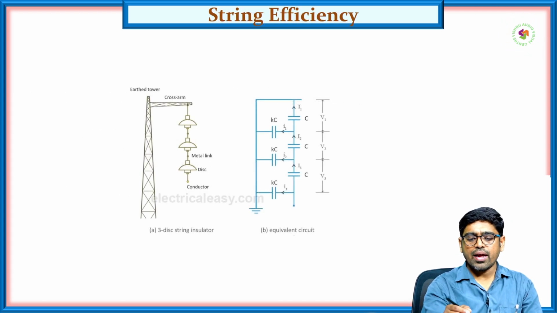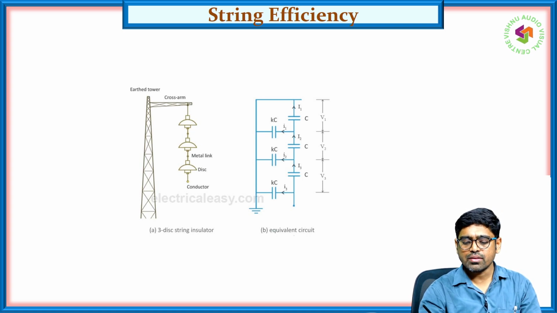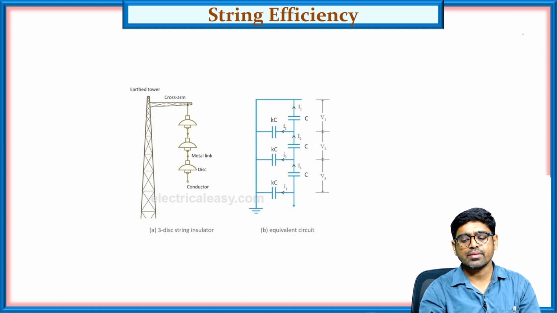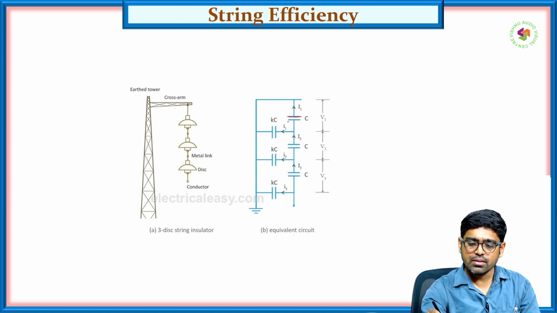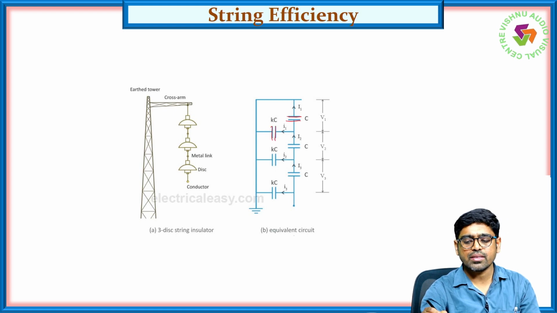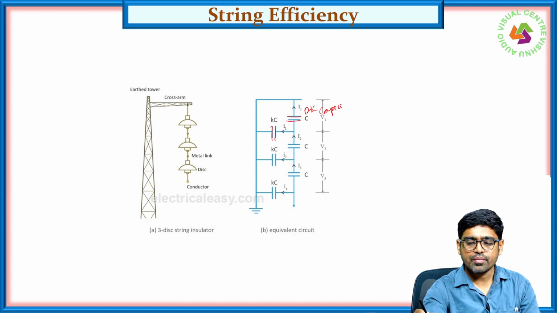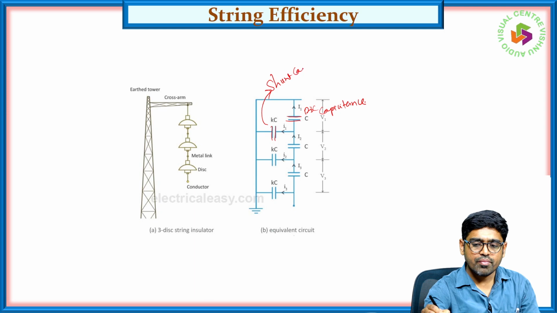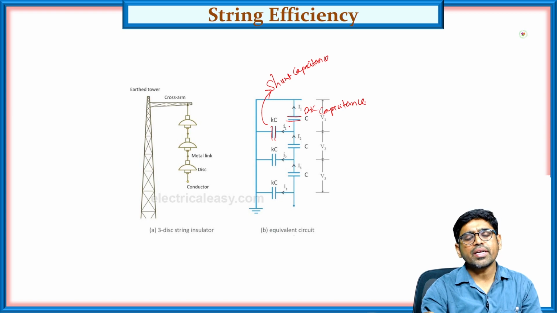So we can see that we have the metal link like this, and 3 discs are connected, and the equivalent of this particular structure is connected like this. So it has the disc capacitance and also the shunt capacitance. These are the disc capacitances, and this one is called the shunt capacitance. So these are the disc and shunt capacitances, and a current flows in this case.